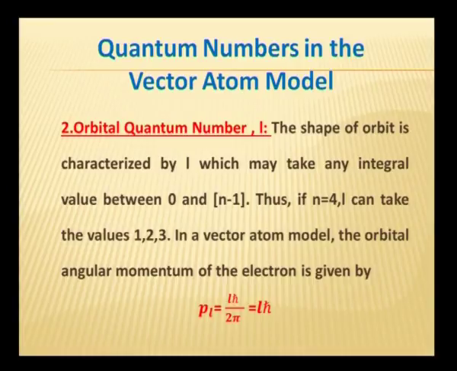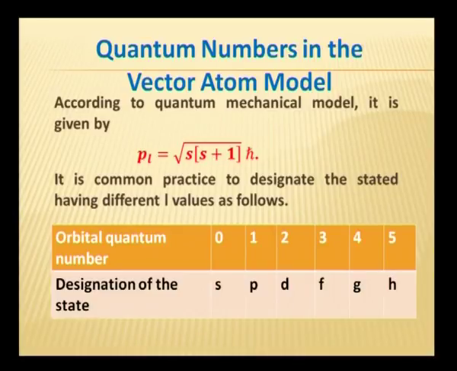So, when I talk about P L equal to L h cross, this is according to the older quantum theory. But according to quantum mechanics, which I will be dealing with in the lectures to come, strictly speaking, P L goes as square root of L into L plus 1 into h cross. Similarly, P s will be square root of S into S plus 1 into h cross. Now, therefore, the things are becoming different.